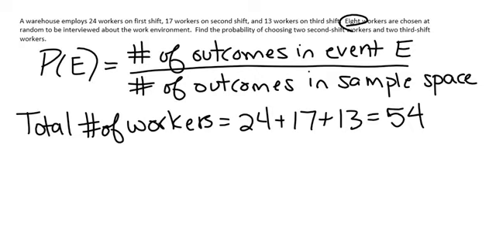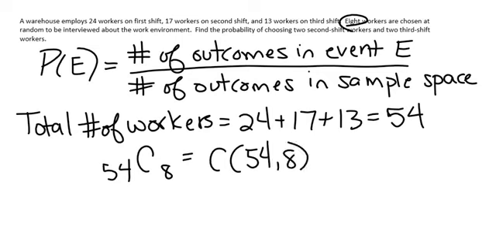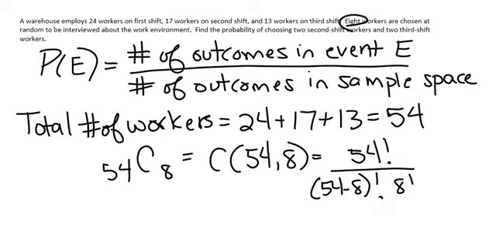So this time we're going to have 54 choose 8. This can also be written as C with 54 and 8 in parentheses. Let's look at this in our formula. This would be 54 factorial all over 54 minus 8 factorial times 8 factorial. Now we're dealing with some very large numbers here, so this is where you would not necessarily want to do your hand calculations, but rather turn to technology like a scientific calculator.